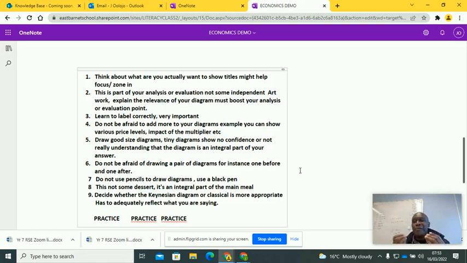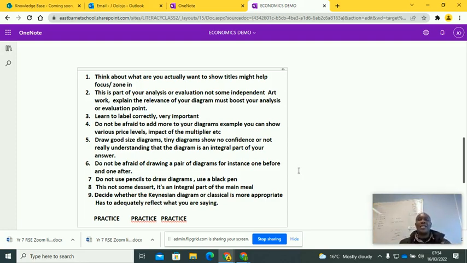Again, this is not like some dessert. It's an integral part of the main meal. You know how it is when you're in a restaurant and you've had your starter, you've had your main meal, and you're full, and someone says, "Oh, do you actually want a dessert or something like that?" You don't want one. You just say, "Oh, go on, I'll share it with you." That is the way some students do diagrams. They've done their essay. Oh, let me just chuck in a diagram. I'll just chuck it in. That is not the way you do diagrams.